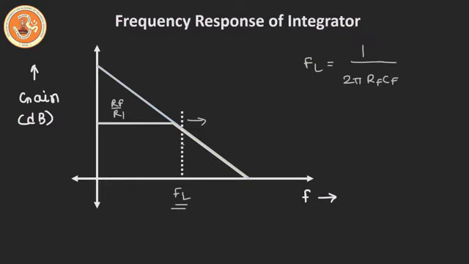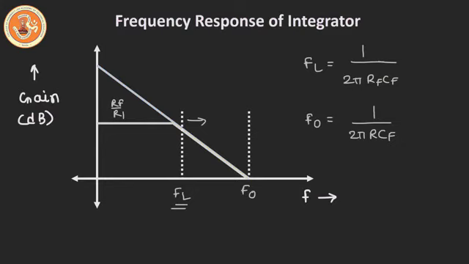At one particular frequency, the gain of this integrator will be equal to 0 decibel. Let's say this is the 0 decibel frequency, F0. This F0 can be represented as 1 divided by 2 pi R CF. So, for proper integration of the input signal, the input frequency should be larger than this cutoff frequency FL. And for proper integration, this signal frequency should be at least 10 times this cutoff frequency FL.